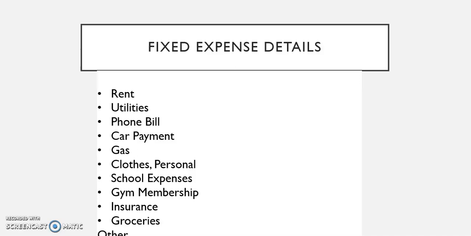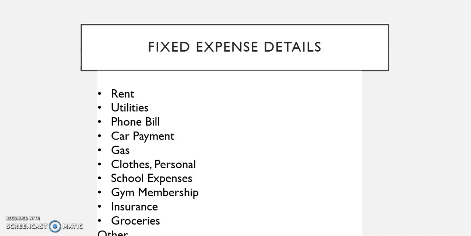You might pay your insurance or your car payment every month, but if you pay an insurance bill, say twice a year, take a look at the full amount, divide it by 12, and then put that monthly portion of it on your monthly expenses.